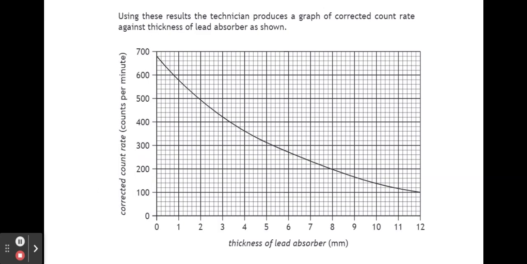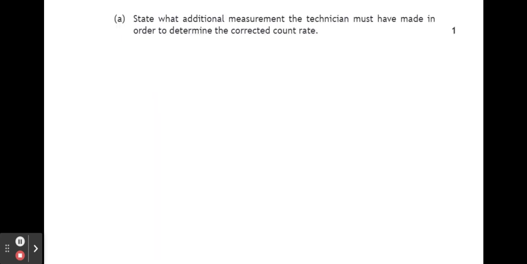Using these results, the technician produces a graph of corrected count rate against thickness of lead absorber, as shown. A. State what additional measurement the technician must have made in order to determine the corrected count rate. So the corrected count rate is the count rate that is being picked up from the detector minus background radiation. So the corrected count rate is only taking into account the radiation that is coming from the source we're investigating and not the wider atmosphere.